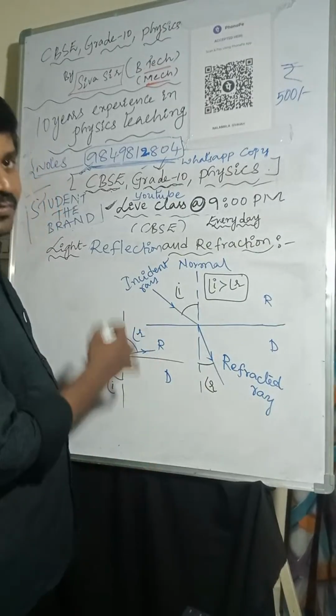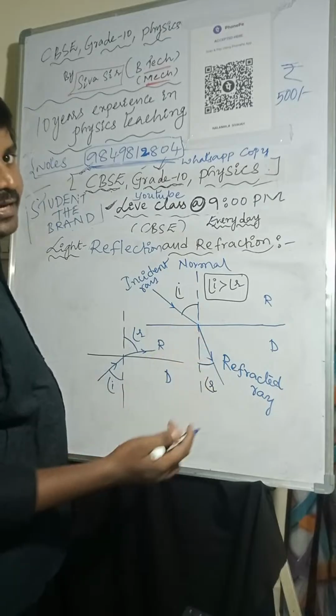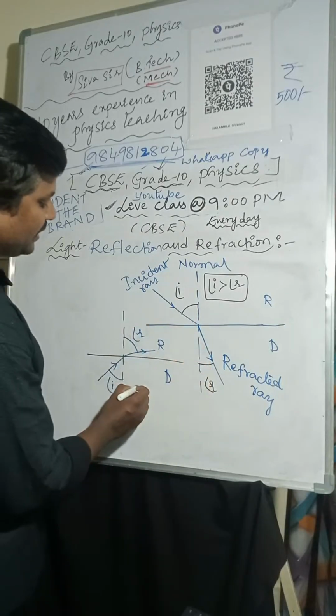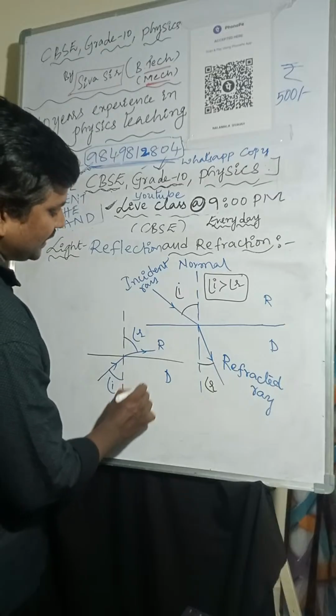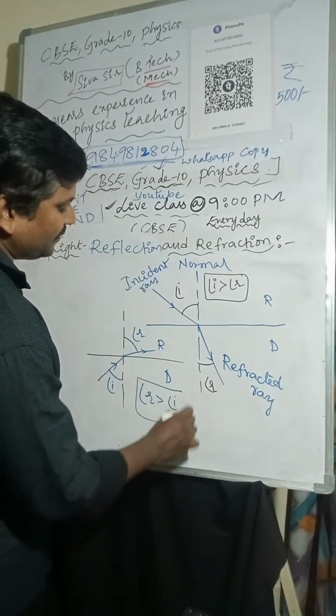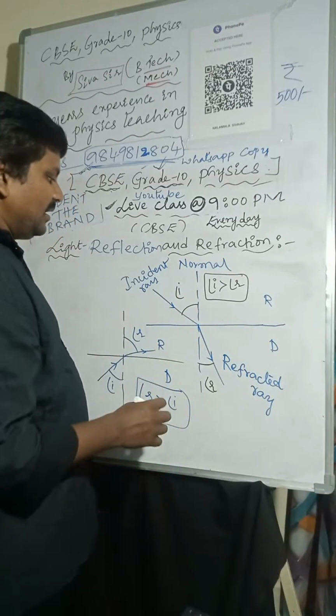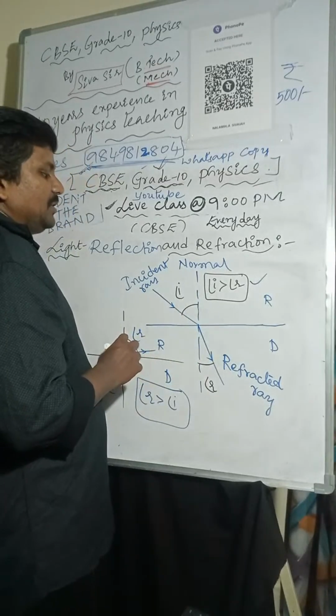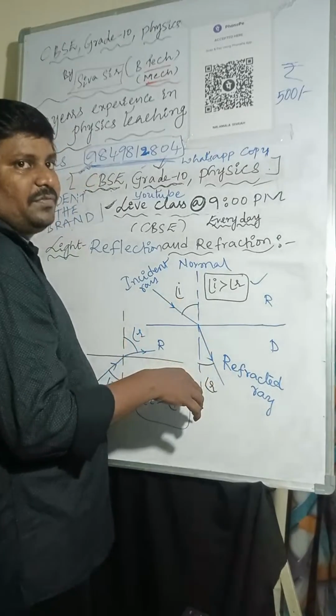So when it is moving from denser to rarer, the speed increases. Here in this case, the angle of refraction is greater than the angle of incidence. And here you can see the angle of incidence is greater than the angle of refraction.